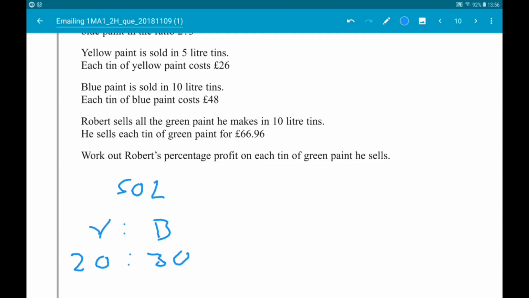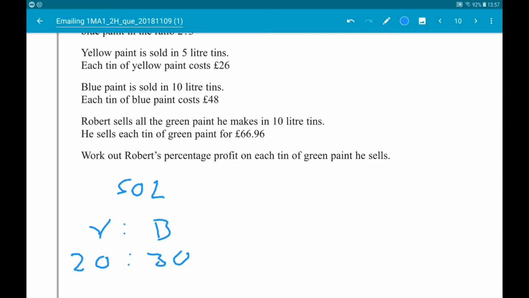Okay, yellow paint is sold in 5 litre tins. Each tin of yellow paint costs £26. Blue paint is sold in 10 litre tins. Each tin of blue paint costs £48. Robert sells all the green paint he makes in 10-litre tins for £66.96 each. We want to work out Robert's percentage profit on each tin of green paint he sells.